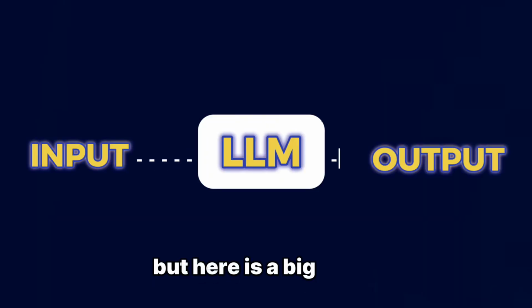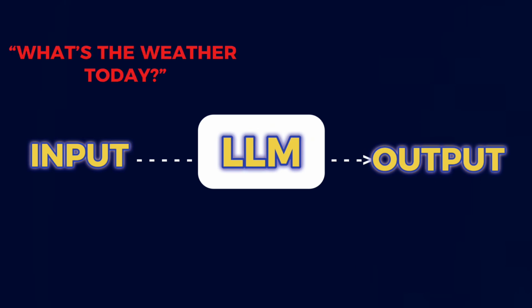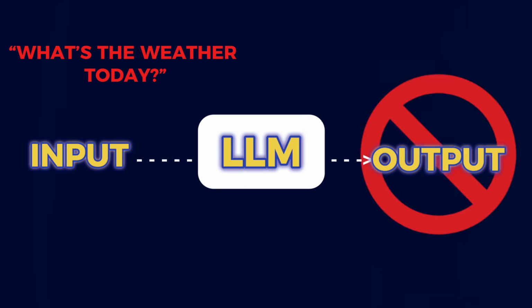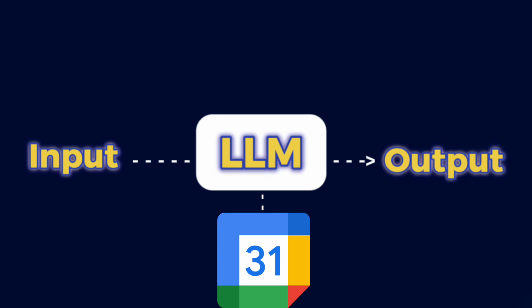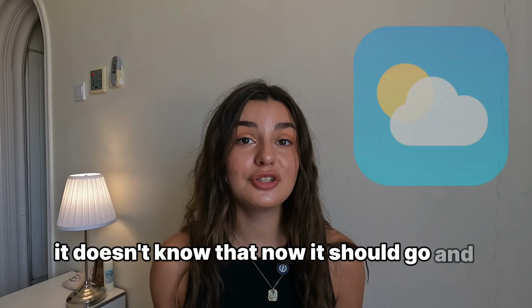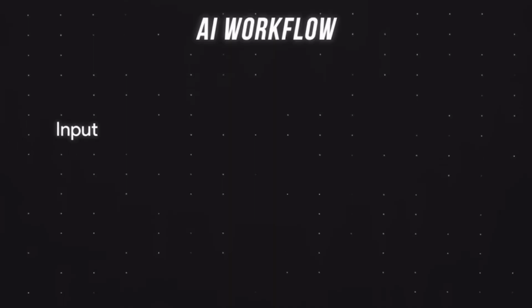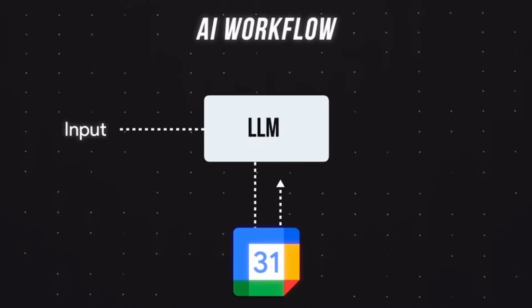But here is a big catch. If I follow up and say what is the weather going to be today, it's going to fail. Because the logic path we created tells it only to go inside the Google Calendar. It doesn't know that now it should go and check the weather too. And this is the limitation of AI workflows. They follow a predefined path.